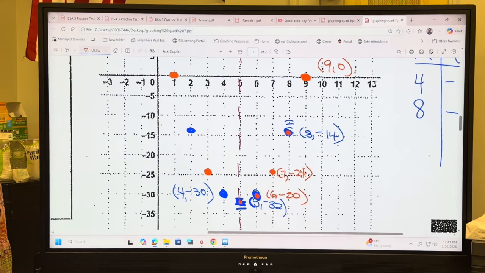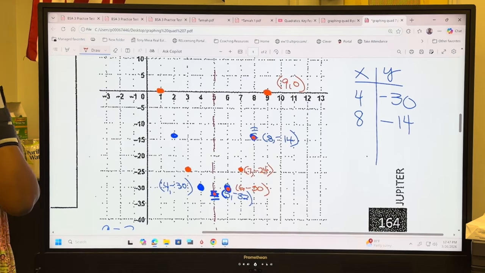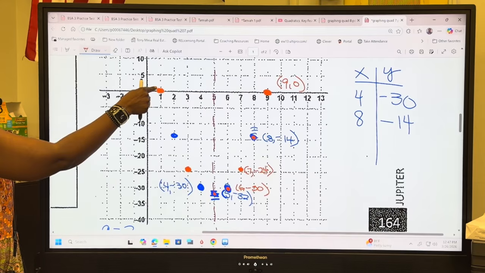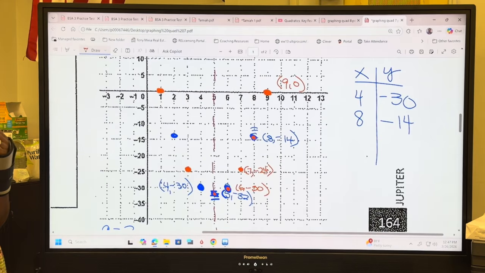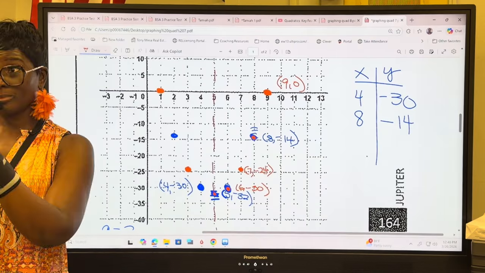Now, do I have my full parabola? Yes. And do I have my solutions? Yes. But guess what? I don't have my y-intercept, because it stopped right before the y-axis. So I want to go again. Let me do it one more time.